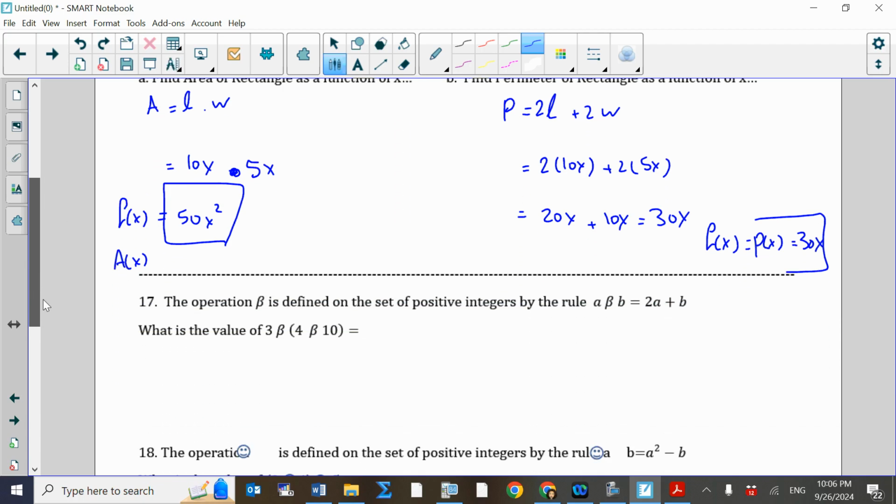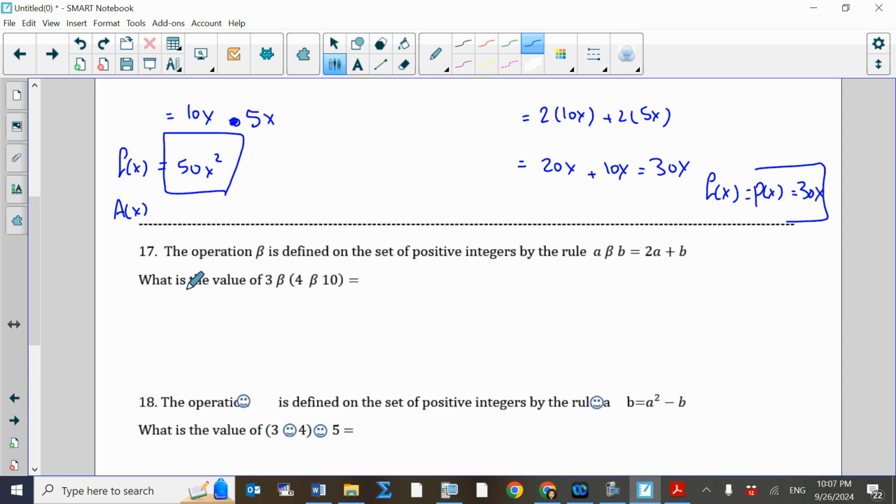Okay, now the next problem is this one. This might seem new for you. We have a new operation. Let's call this beta. We have seen different operations before, like plus, minus, multiplication, or division. These are the symbols that we use for operations we have seen before. And this is just a new operation. What does that operation tell us? What is the rule for the operation?